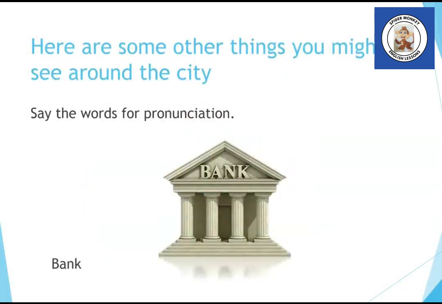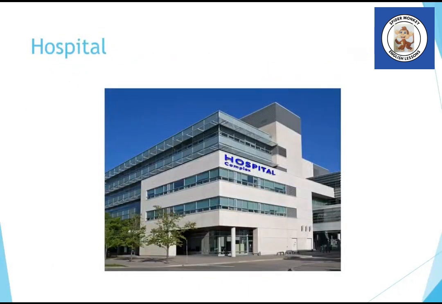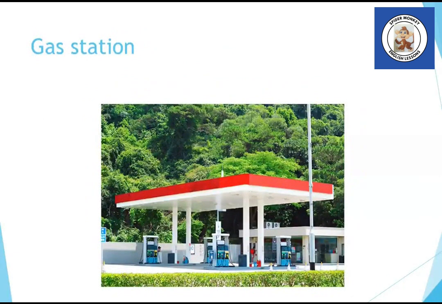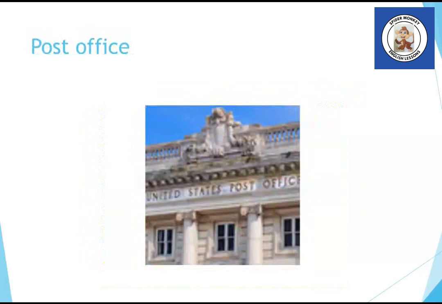Here are some other things you might see around the city. Say the words for pronunciation. Bank. A bank is where you deposit money. Hospital. A hospital is a place where you go when you're sick or hurt. Gas station. A gas station is where you buy gasoline for your car. Post office. A post office is a place where you mail letters or packages.